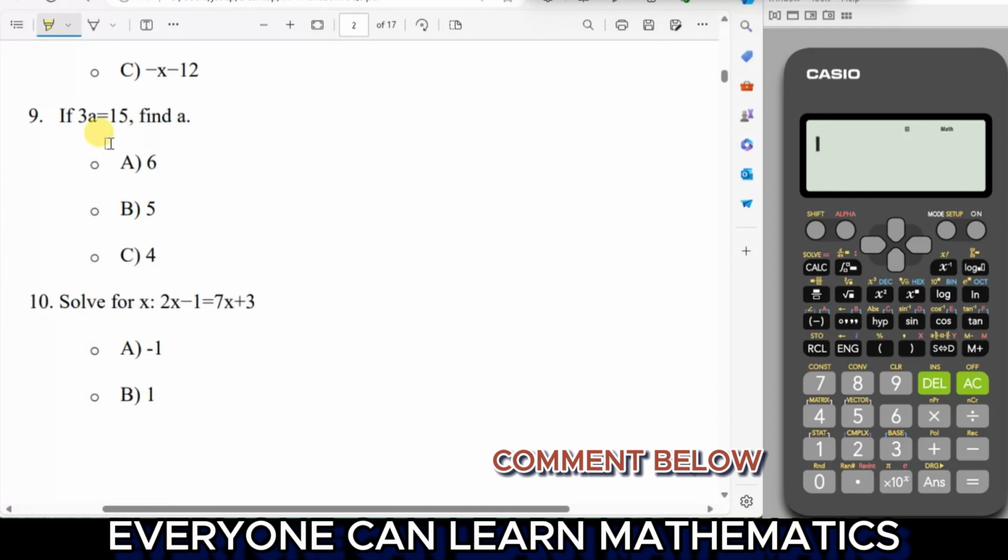Now, question 9. If 3a is equal to 15, find A. So this is very simple. Just divide through by 3 and you get your A. So dividing here by 3 and divide here by 3. So 15 divided by 3 will give you 5. So it means A here is 5. So our correct answer is B.